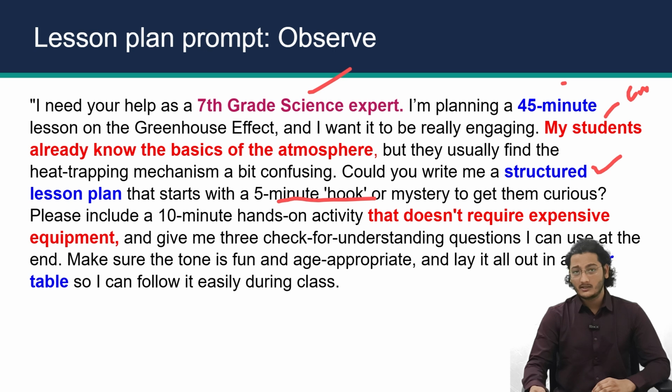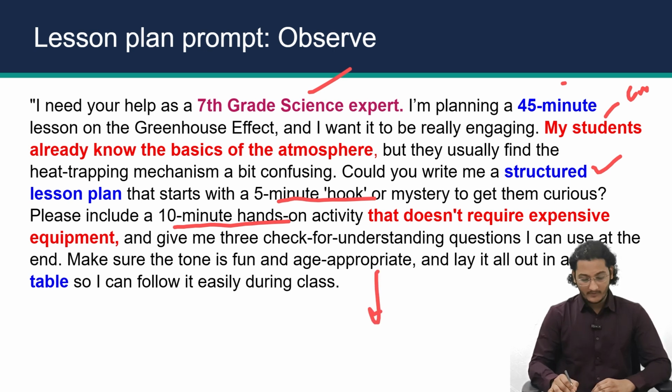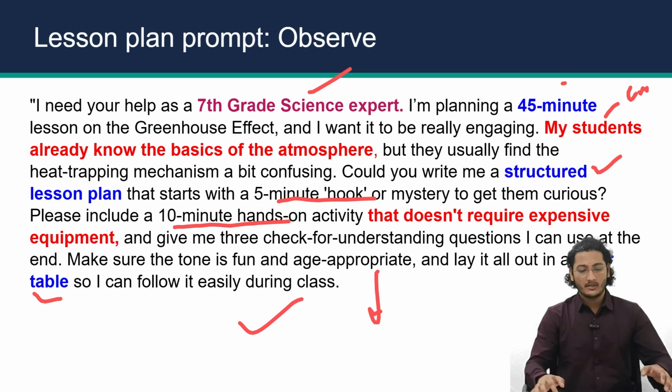You want a mysterious hook, you want a simple hook, whatever, you have to write it very precisely. Please include a 10 minute activity. Again, it's not just an activity, you have to be very sure whether you want a small activity or a large activity that does not require expensive equipment. And to check their understanding at last, you want an exit ticket. And these are the constraints that make it age appropriate, in a clear table so I can follow it easily during the class. Let's see this if we run it on Gemini.